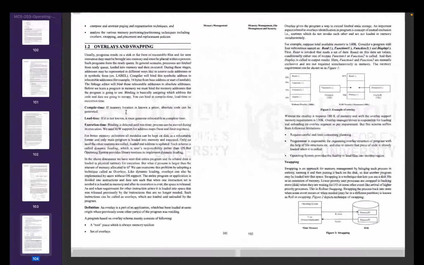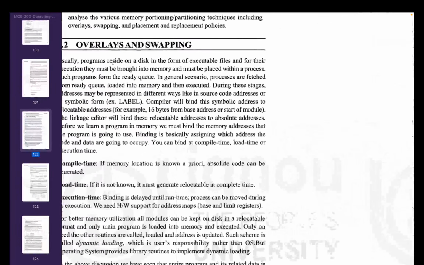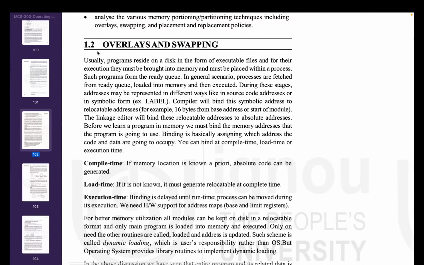This is a bit confusing to understand. Let me read from here once. Overlays and swapping, according to how it is written in the PDF: usually programs reside on a disk in the form of executable files. For their execution they must be brought into memory and must be placed within a process, from the ready queue in general.